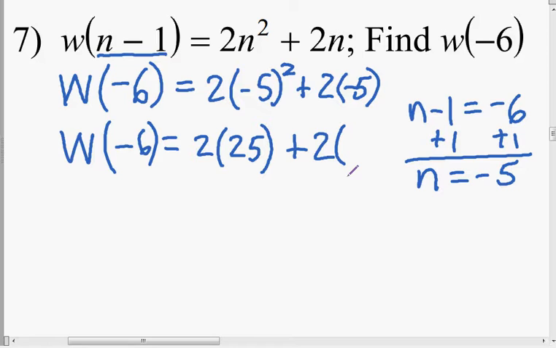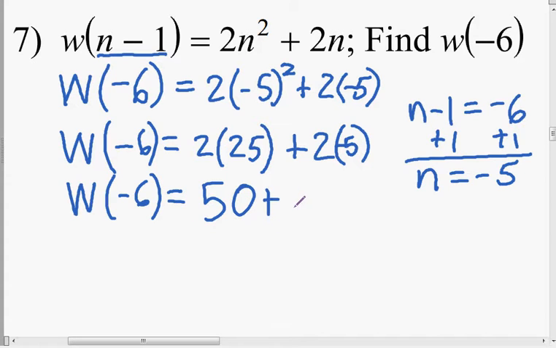Okay. 2 times negative 5 is going to be negative 10. So W of negative 6 equals 50 plus negative 10, or 50 minus 10. 50 minus 10 is 40.